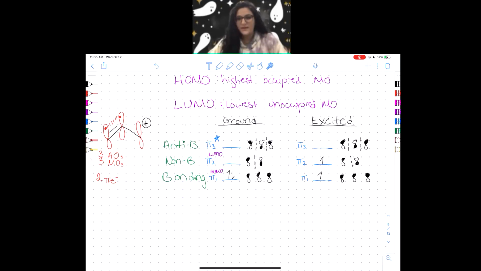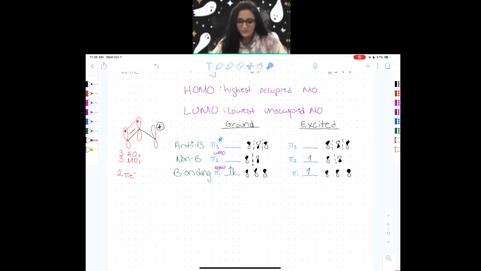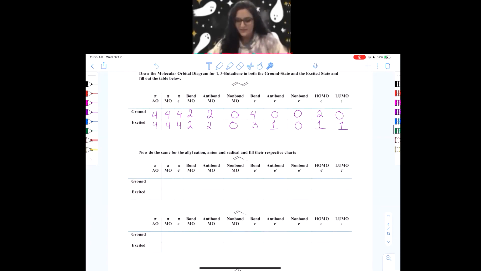Cool. And then someone asked, so the middle p orbital is non-bonding and it has no electrons? As far as this class goes, yes, that is a sufficient explanation. You are correct. All right, so let's zoom back up here.